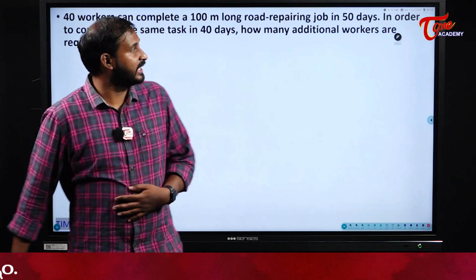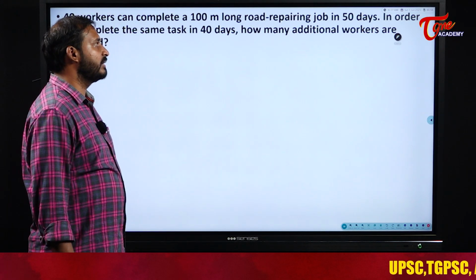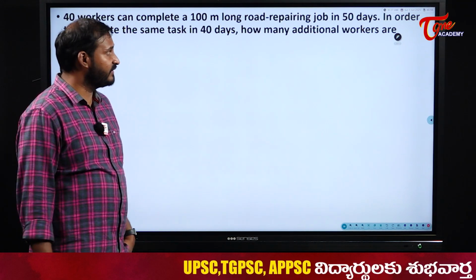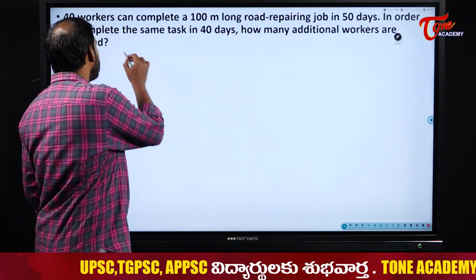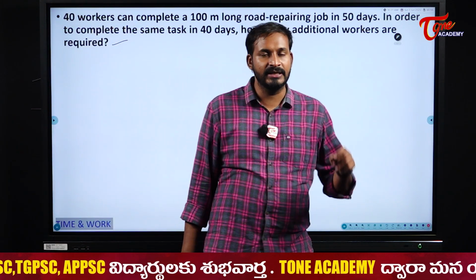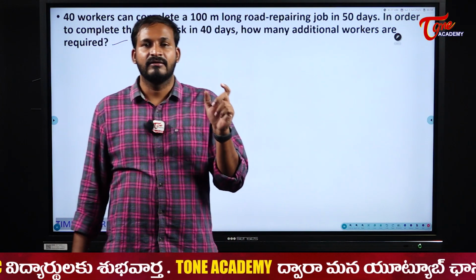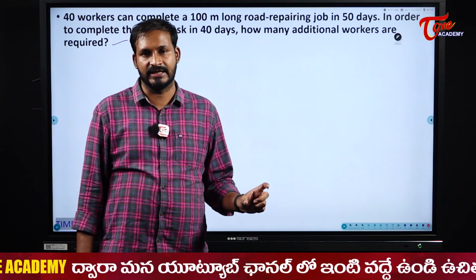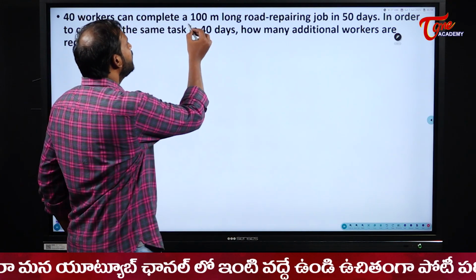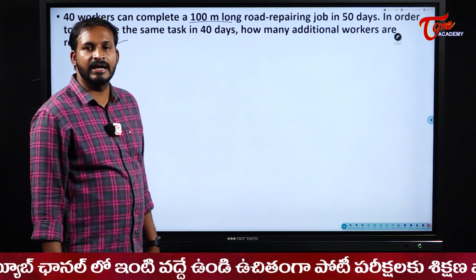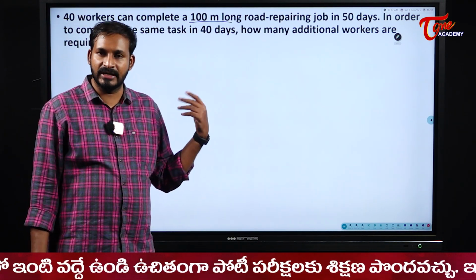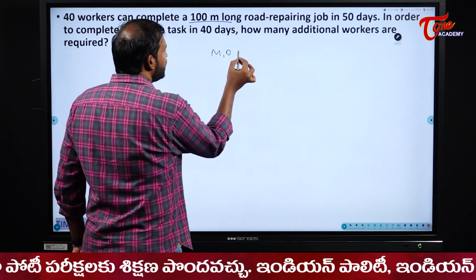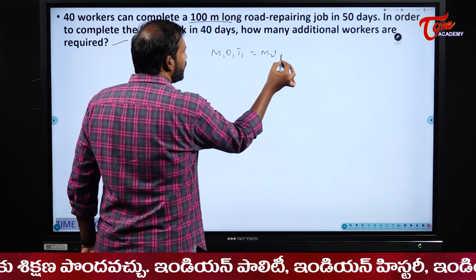40 workers can complete a 100-meter long road repairing job in 50 days. In order to complete the same task in 40 days, how many additional workers are required? See here, students, first of all tell me whether in this case the total work is constant or different. Yes, the total work is same. What is it? To repair a 100-meter long road. So here the work is same, and in the next case also work is same. So what is the formula we will use here? M1 D1 T1 is equal to M2 D2 T2.